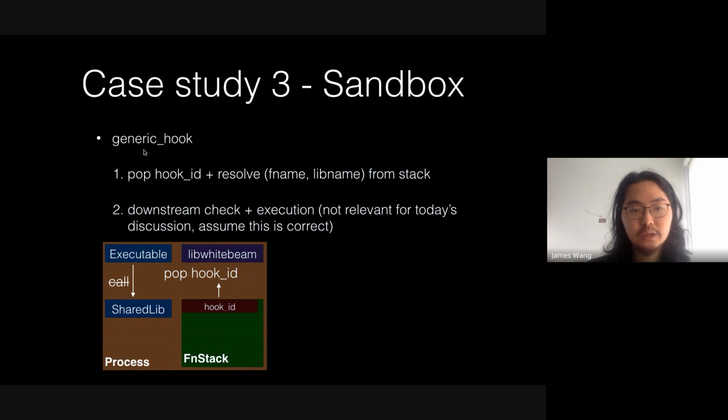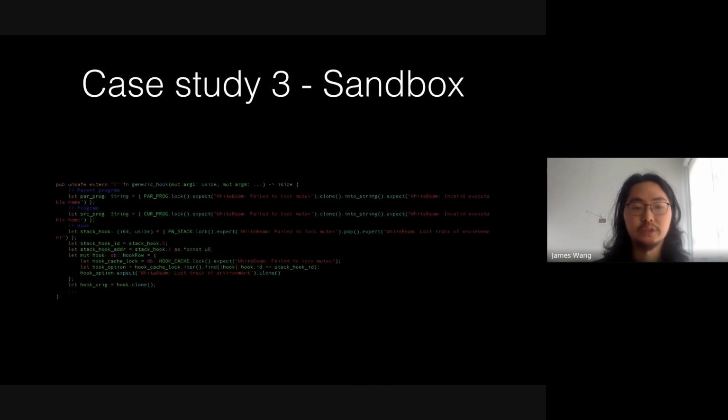After we call the generic hook, let's see what happens in here. First, it pops the function from the function stack, and then it does all kinds of downstream checks. If you're doing a file access, it might check the file name, check the user, or check a lot of other stuff. If you're calling a function, it might also check the user and the permission you have. So this generic hook first pops the function and checks what you're trying to do with respect to what it popped. If you pass all checks, then it calls the resolved function. If it doesn't, it blocks the function call. Okay, that's what the generic hook does.